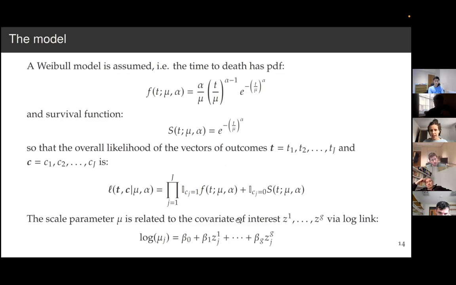So we can write down the overall likelihood of the vector of the times and the outcomes like this, exploiting the two different density functions. And then we want to do survival regression, so the scale parameter will be related via a log-link function to a set of covariates of interest.